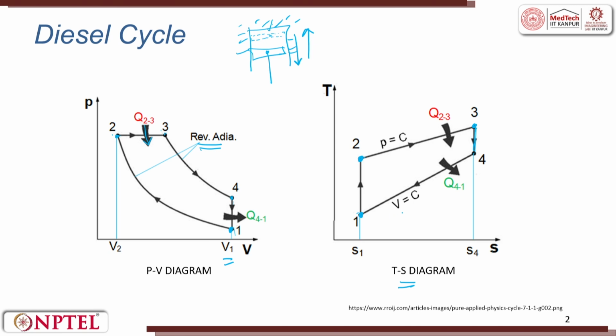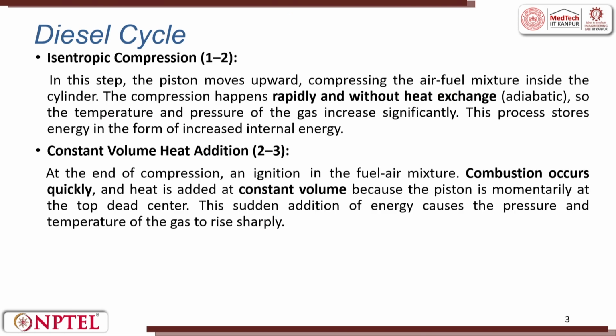And from 4 to 1, once there is a constant volume, the entropy reduces from 4 to 1. When this happens, you see constant pressure and constant volume. So isentropic compression happens at 1 to 2. In this step, the piston moves upward, as I told you before, compressing the air fuel mixture inside the cylinder.